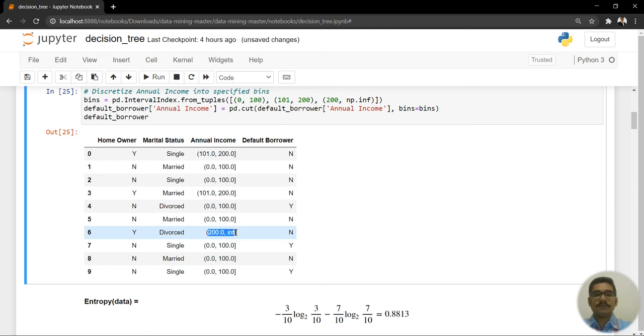So 200 to infinity. Just keep in mind, you have to decide upon the optimal number of splits possible. Here making a two-way split may not be that good, because ideally if you look, there is a possibility of a three-way split. So why not go for three-way? Three-way is the best and optimal split for this particular column.